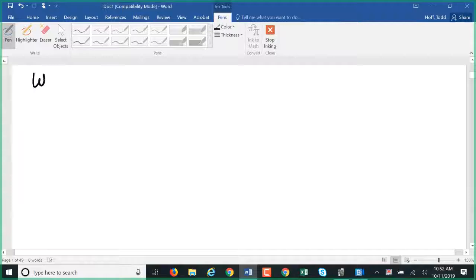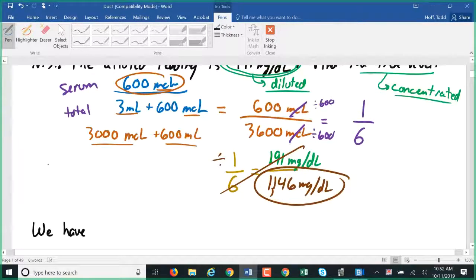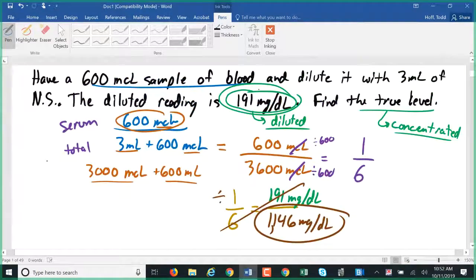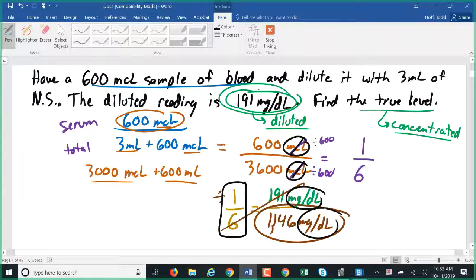Did we take it back to grams? Because once we get this dilution ratio, it's unitless. So that could be 1 milligram to 6 milligrams, or 1 milliliter to 6 milliliters, or 1 microliter to 6 microliters. That's it. Once we have the same units here and they cancel out, it doesn't matter what the units are as long as they're both the same.